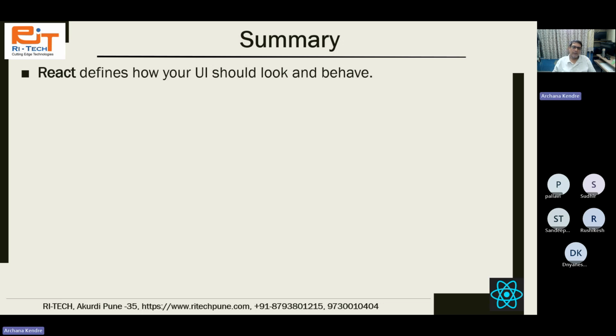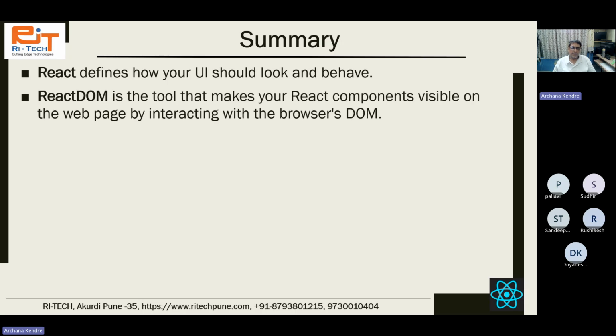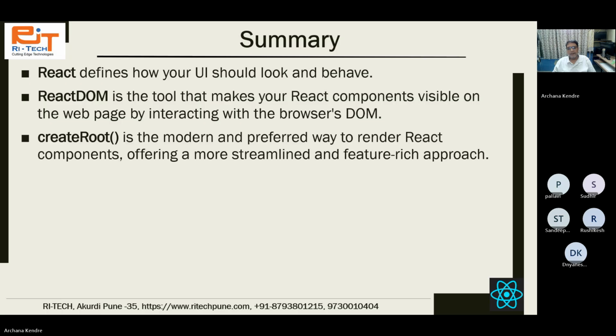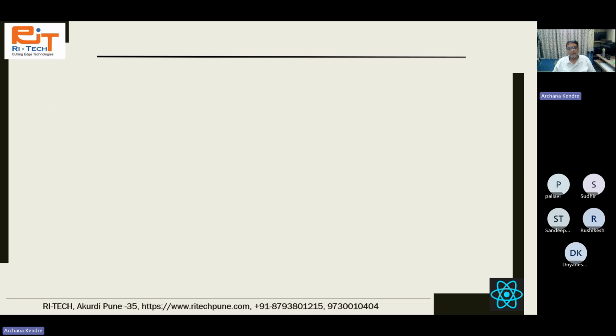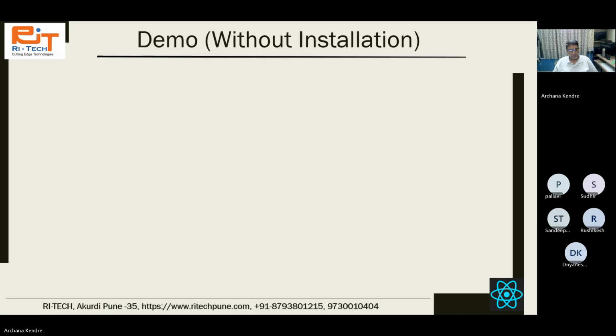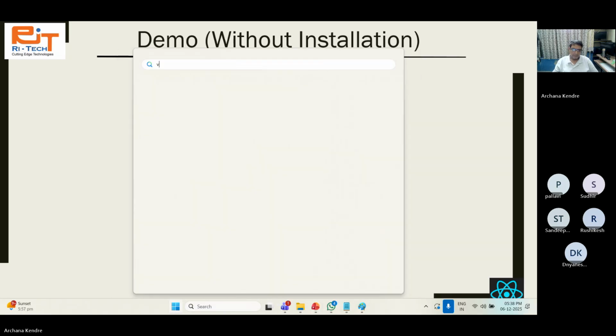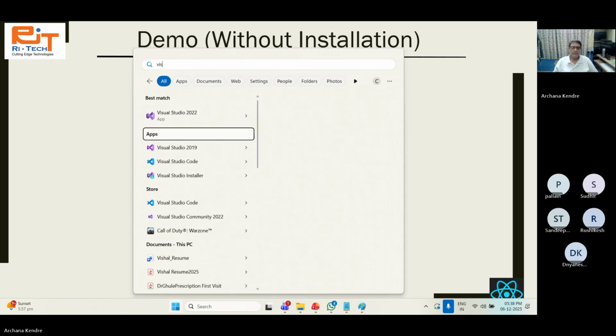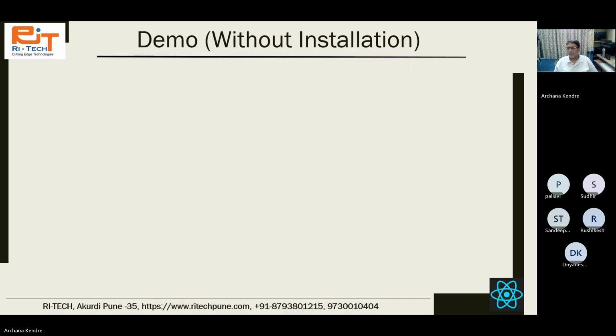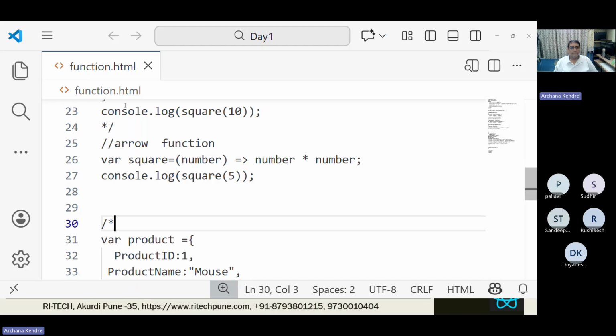So React defines how your UI looks and behaves. In short, if we look at it, React DOM is the tool or engine that makes your React component visible on the web page by interacting with the browser's DOM. createRoot is the modern and preferred way to render React components, offering a more streamlined, feature-rich approach. And the render method will help you render the React component in a root element.